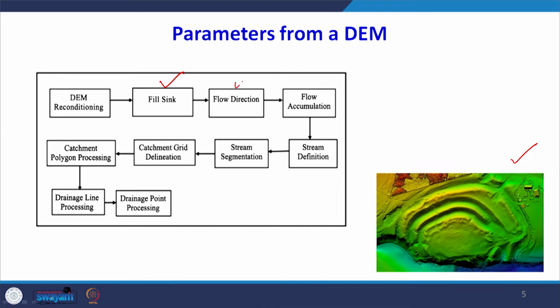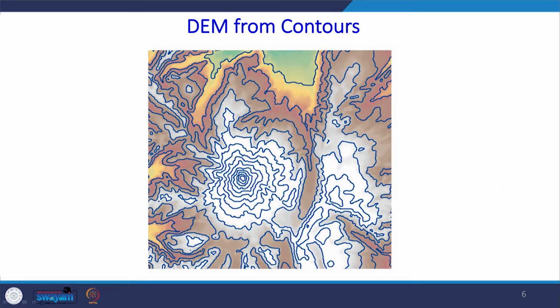Then we determine the flow direction and flow accumulation value, we define the stream, we carry out the segmentation, and then we identify the catchment. So there are many things, one after another, and they are all related to each other when we want to identify the drainage network or the catchment area from the entire digital elevation model.